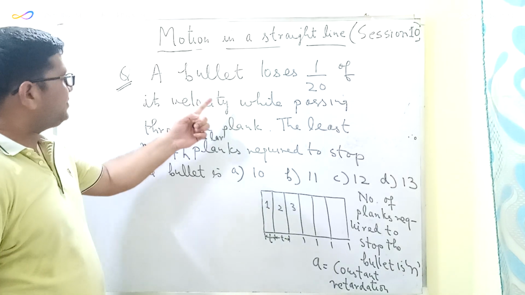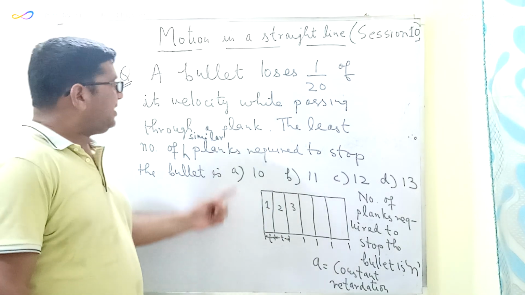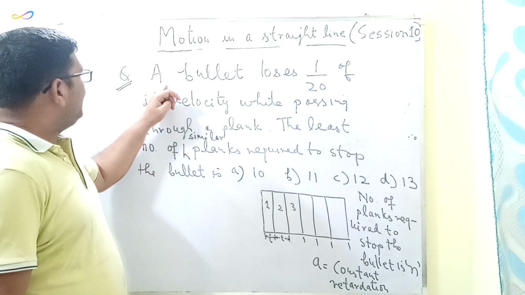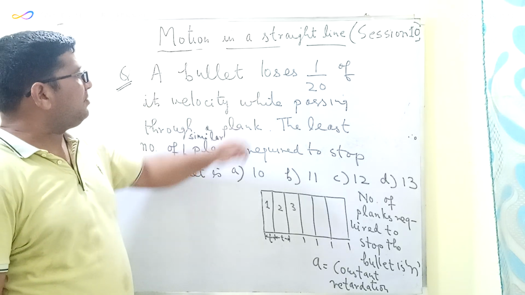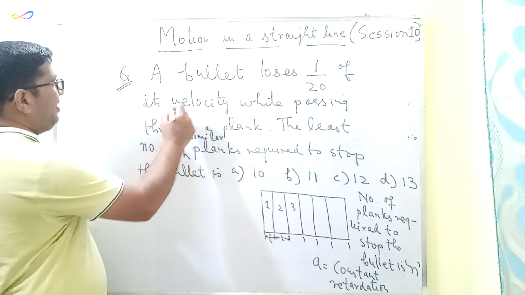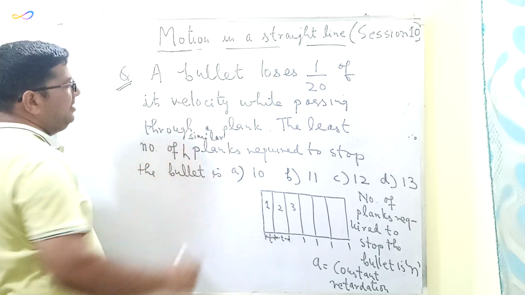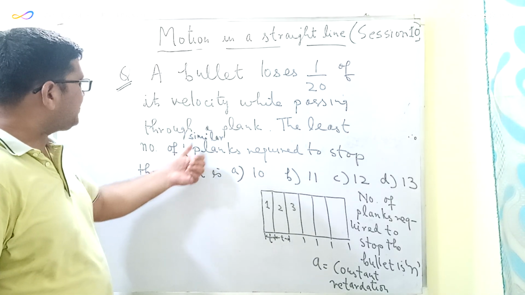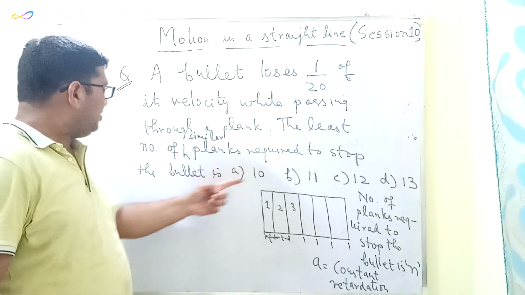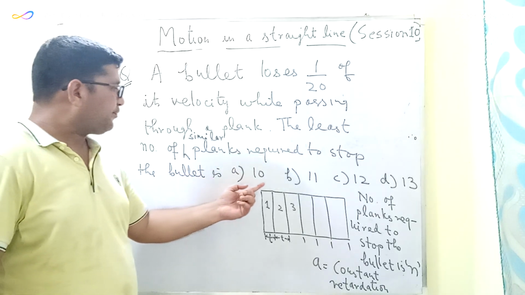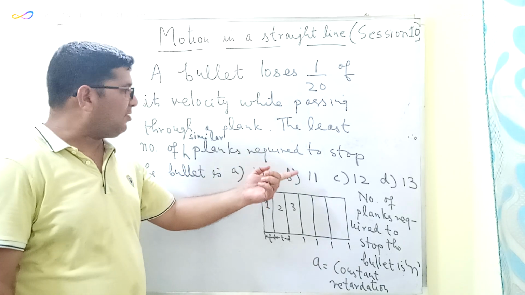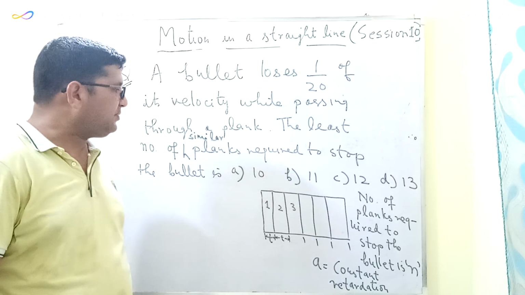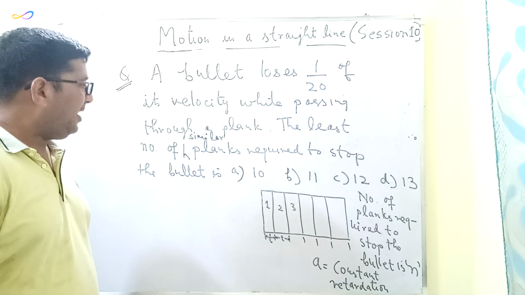The question for this session is written on this board here. A bullet loses 1 by 20 of its velocity while passing through a plank. The least number of similar planks required to stop the bullet is: there are four options here, 10, 11, 12 and 13. These are the number of planks required to stop the bullet, and we have to find the correct option.